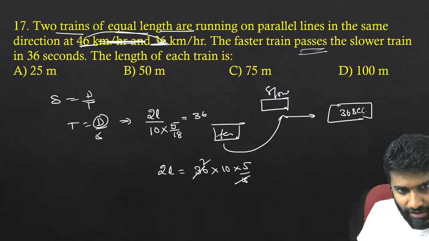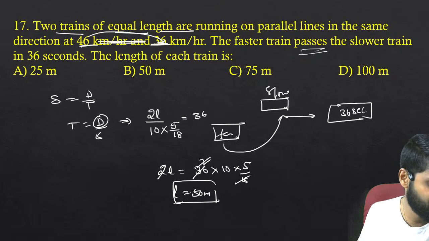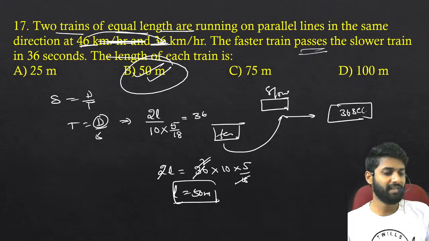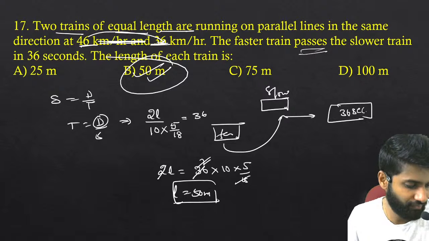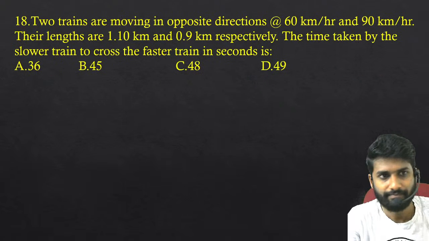18 ones are 18, 18 twos are 36, so they cancel. Now the length comes to exactly 50 meters. Now the question: what is the length of each train? Each train is exactly 50 meters. If the length of both trains is 100, each train is 50. That's why this concept is most important. Next.